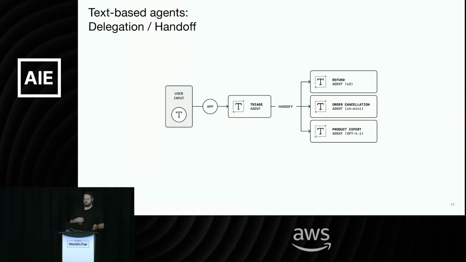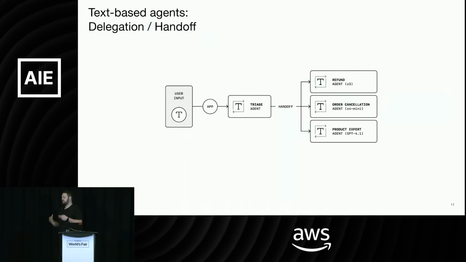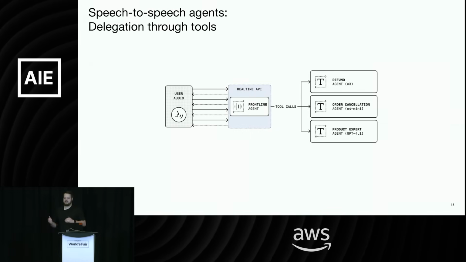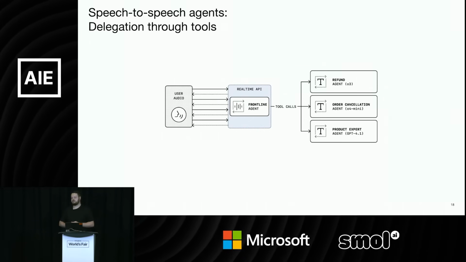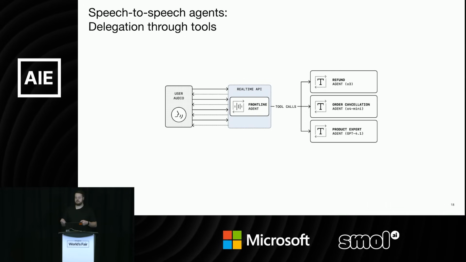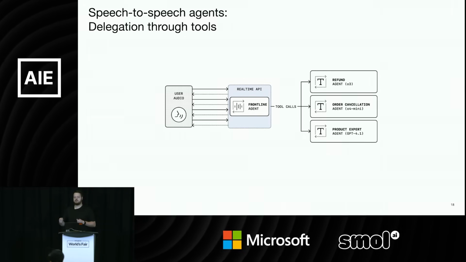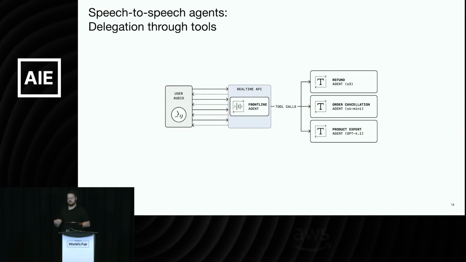But there is a solution that we can get around with this. Again, taking inspiration from what we do with text-based agents, we can actually create a delegation approach using tools where we have a frontline agent that is talking continuously to the user, and then that one uses tool calls to interact with much smarter reasoning models like O4 Mini or O3.